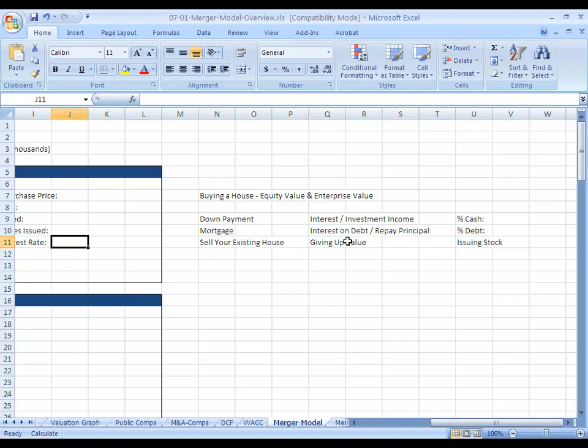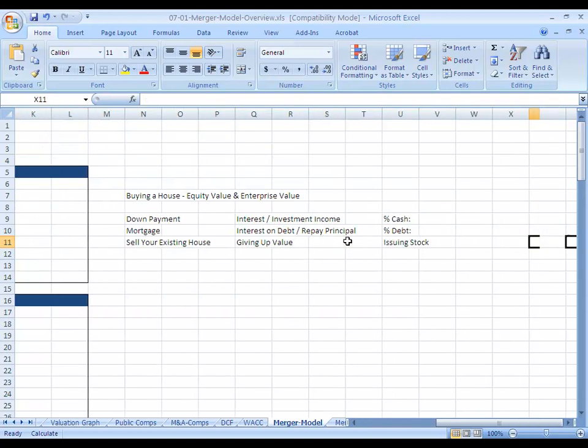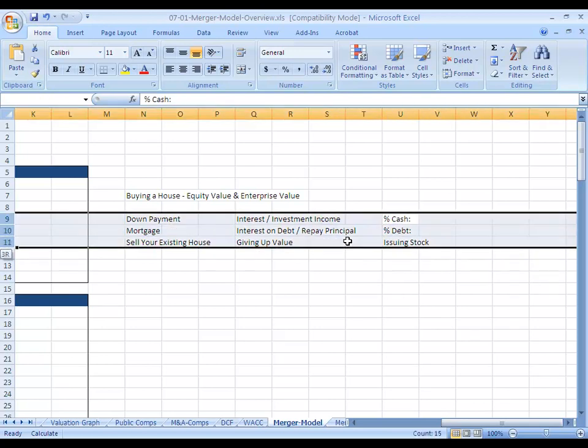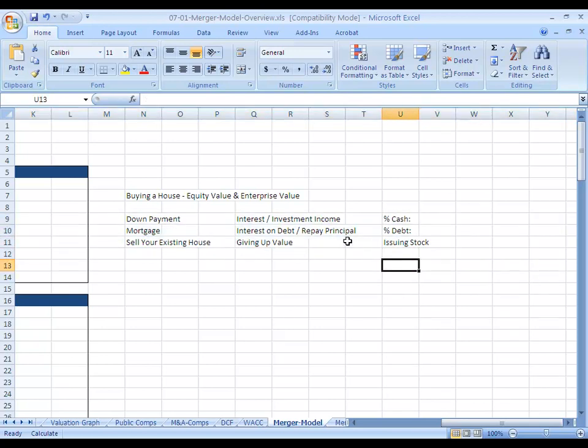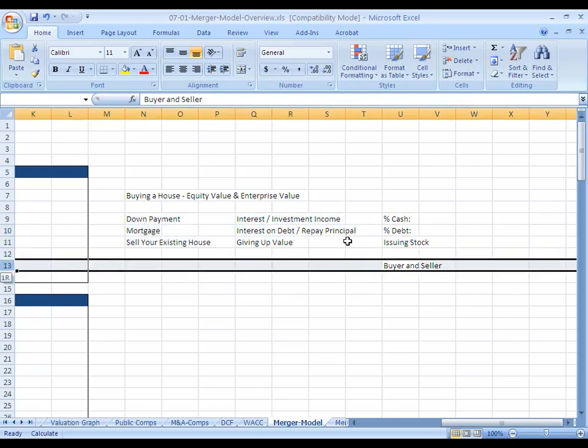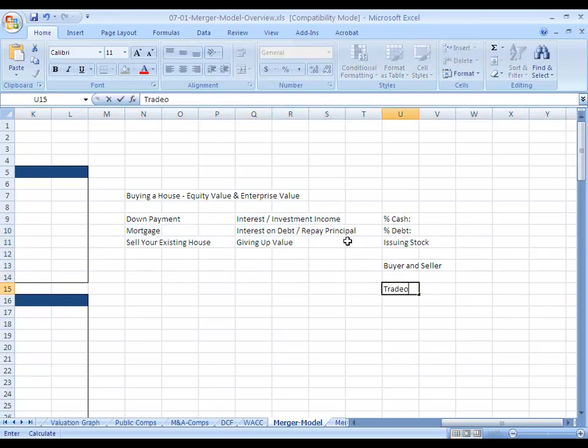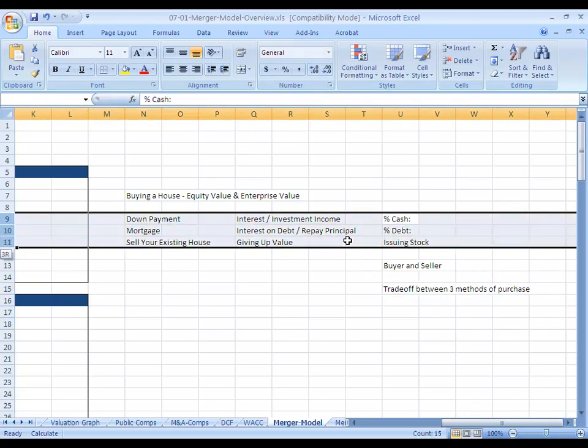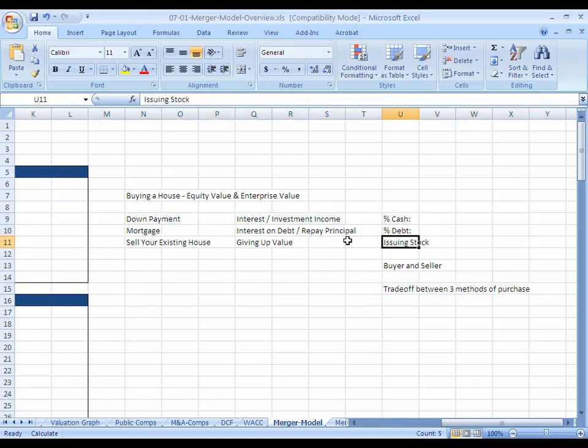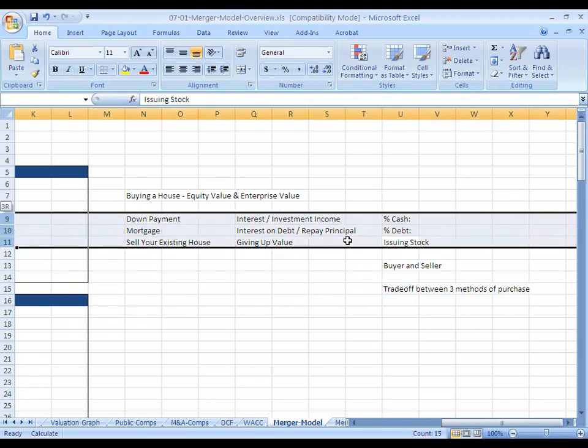So in a merger model, what you're doing is you're looking at the impact of these three different methods: cash, debt, and stock, and you're looking at the profiles of the buyer and seller, and you're seeing what the impact is depending on how you actually buy the company and what the company looks like. So you're looking at the trade-off between three methods of purchase. Is it better to pay in all cash, in all debt, in all stock, or some combination of those? And that's really all a merger model is telling you. It's telling you after the fact, financially, how much better off are you or how much worse off are you, depending on how you've actually paid for this company and what it looks like.